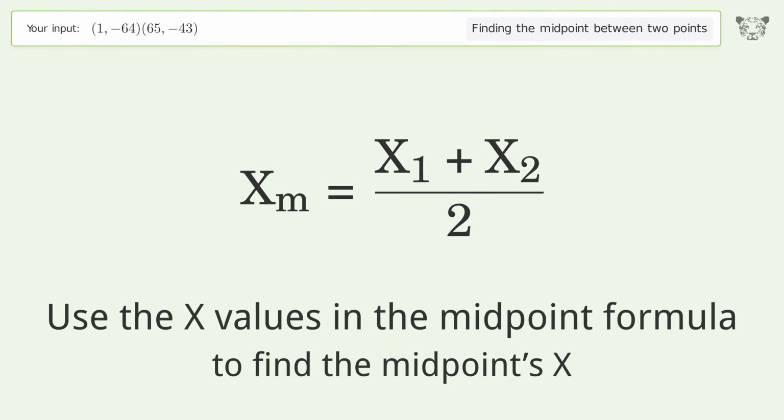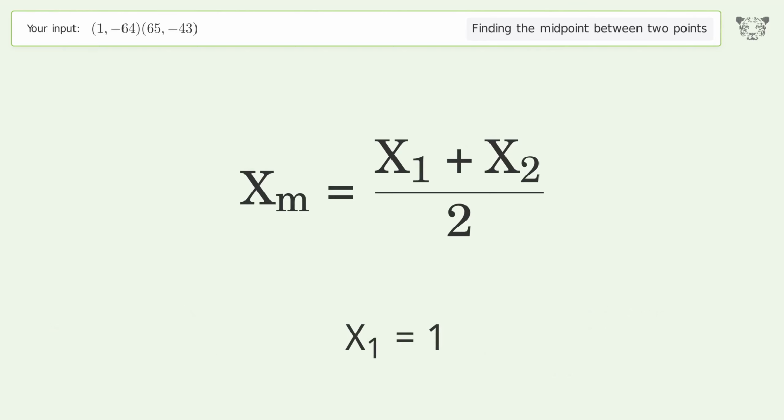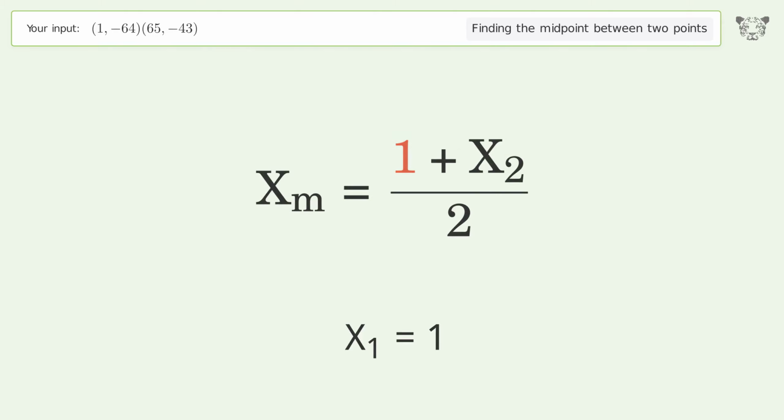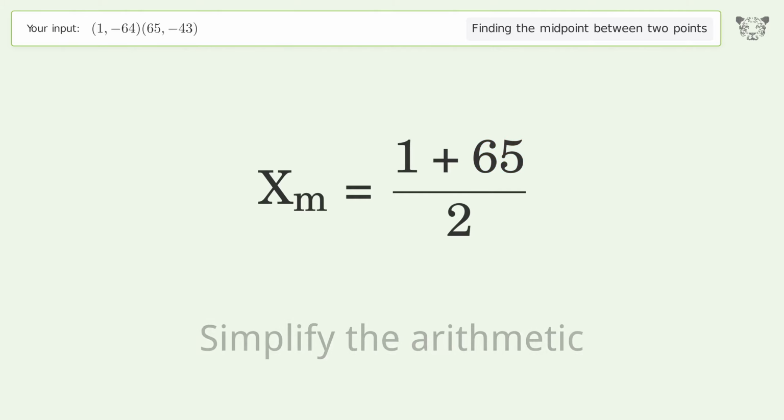Use the x values in the midpoint formula to find the midpoint's x. x1 equals 1. x2 equals 65. Simplify the arithmetic.